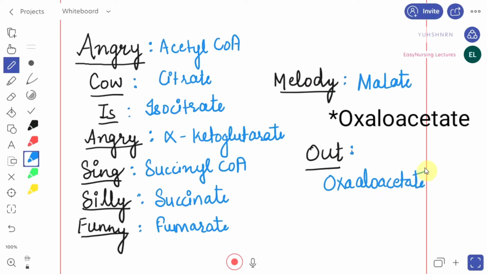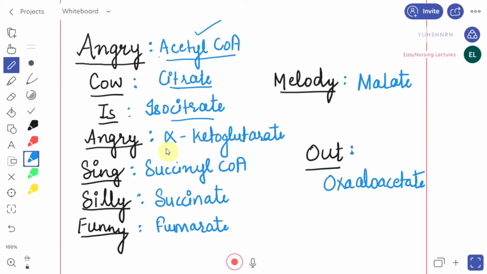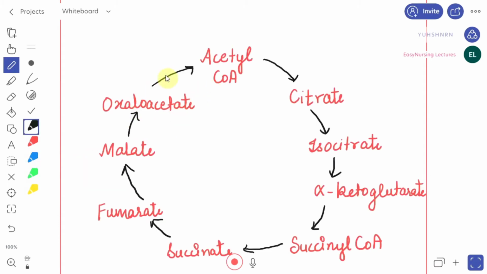Oxaloacetate. Okay, so here are the 9 molecules which are involved mainly in the Krebs cycle. The Krebs cycle starts from acetyl coenzyme A, then we have citrate, isocitrate, alpha ketoglutarate, succinyl CoA, succinate, fumarate, malate, and oxaloacetate. So as the mnemonic goes, Angry Cow Is Angry, Sing Silly Funny Melody Out. Okay, so this is our Krebs cycle if we draw it in a cyclic form.